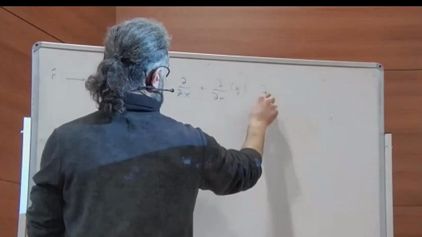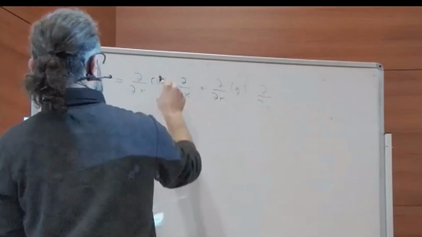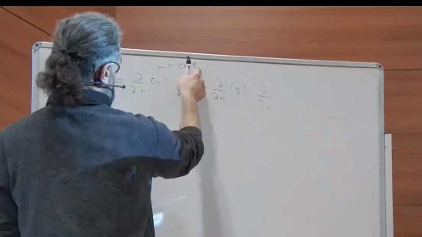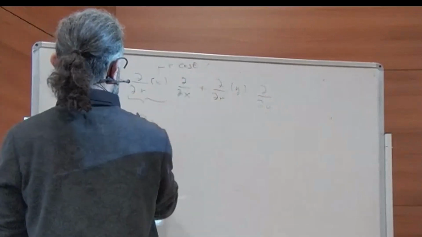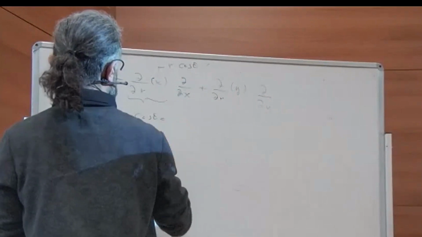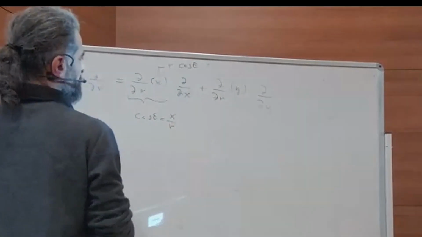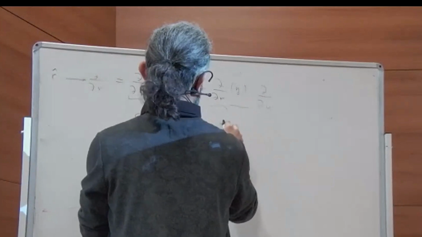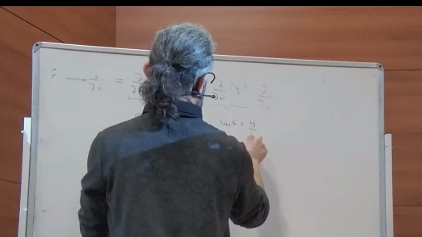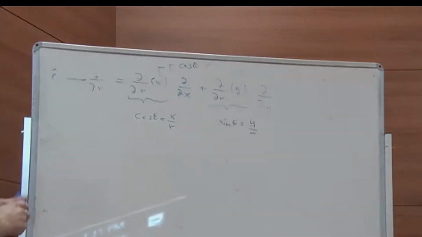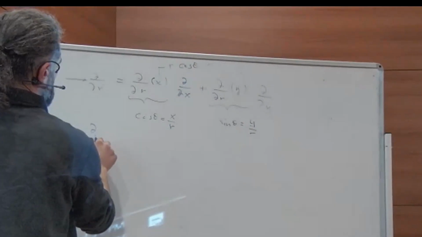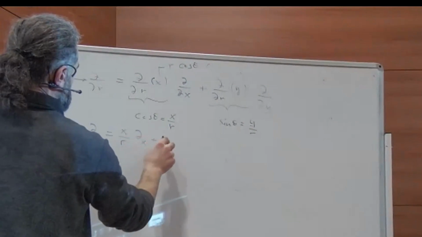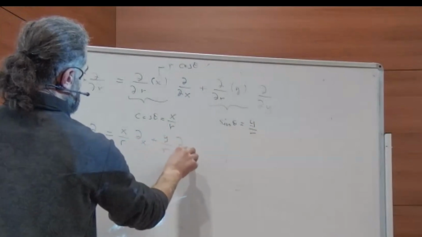This was r cosine theta, and r and theta are independent. So here comes cosine theta, which is x over r, and y over r. So we have found the vector field d/dr as x over r d/dx plus y over r d/dy.